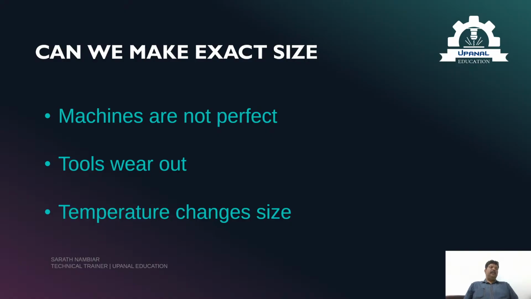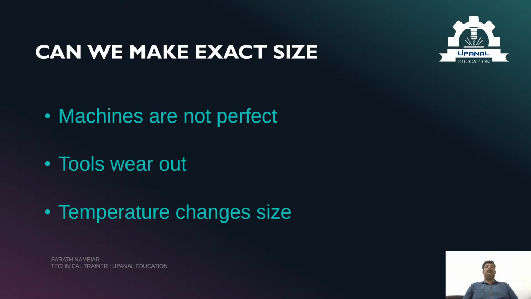Now, let's talk about a very important question. Can we make a part of the exact size every time? For example, I say, make a shaft exactly of 10.000 mm. If you are making 1,000 parts at a go, will every shaft come out exactly the same? Will everything be 10.000? No. The answer will be no.